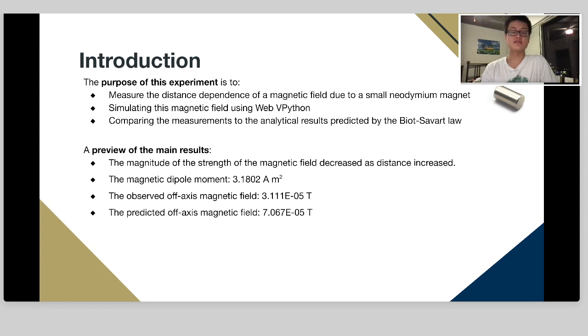As for a preview, the magnitude of the strength of the magnetic field is shown to decrease as the distance increased, and the magnetic dipole moment was found to be about 3.1802 ampere meter squared. The observed off-axis magnetic field was approximately 3.11 times 10 to the negative fifth Teslas, and the predicted off-axis magnetic field, or simulated, was approximately 7.067 times 10 to the negative fifth.